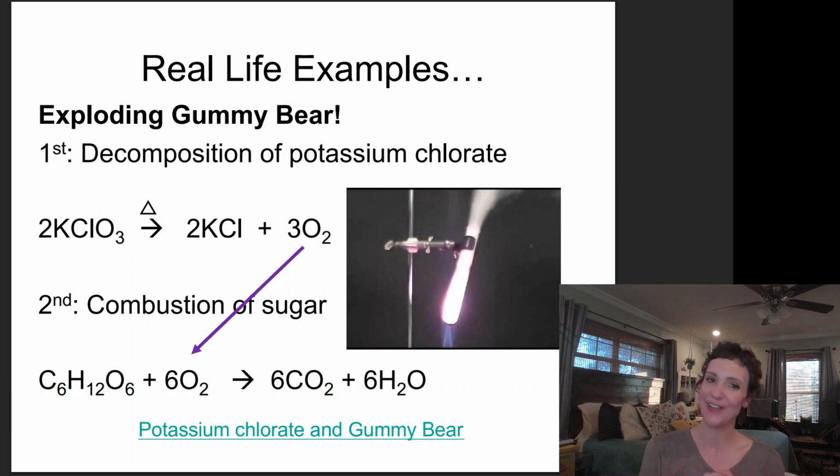Okay, here's another real fun real life example. One of my favorite science experiments to do is to explode a gummy bear. And the explosion of a gummy bear is actually two different reactions happening here. First, what we actually do is a decomposition of potassium chlorate. I heat potassium chlorate until it turns into a liquid form, making potassium chloride, and oh, I've created some oxygen here. Then when I drop a gummy bear, which is made of sugar, it will react with that oxygen and it will create a lot of carbon dioxide and water. So let's see that in action.